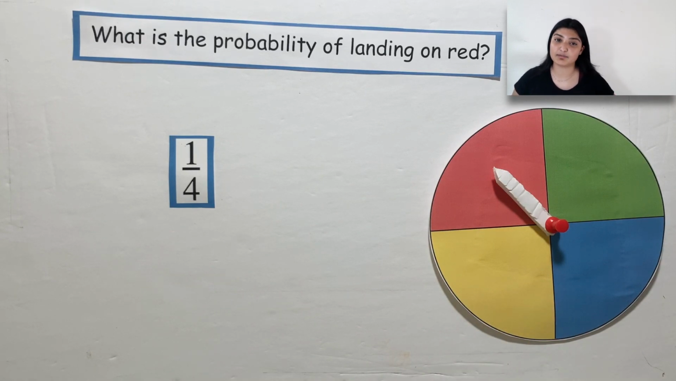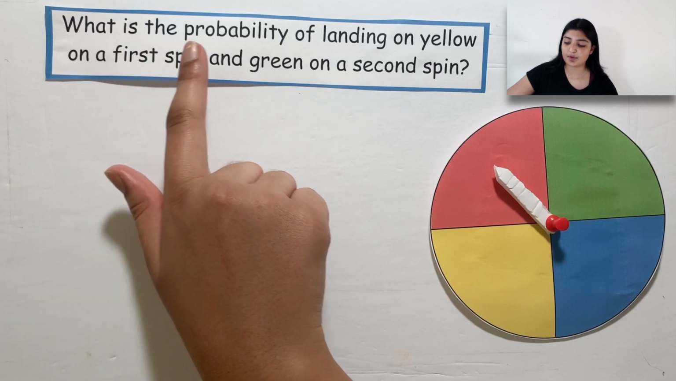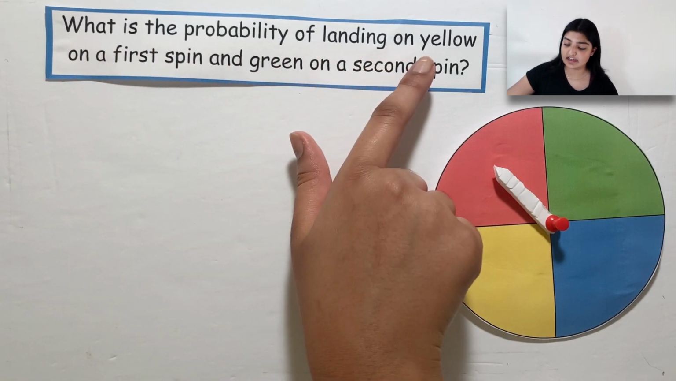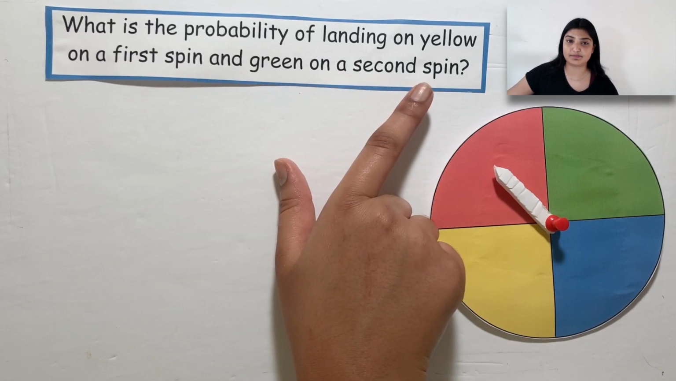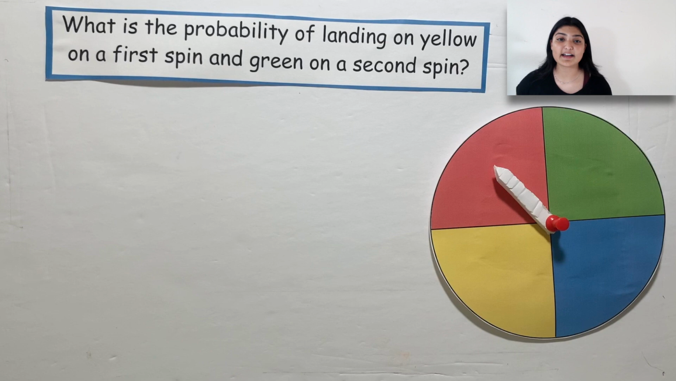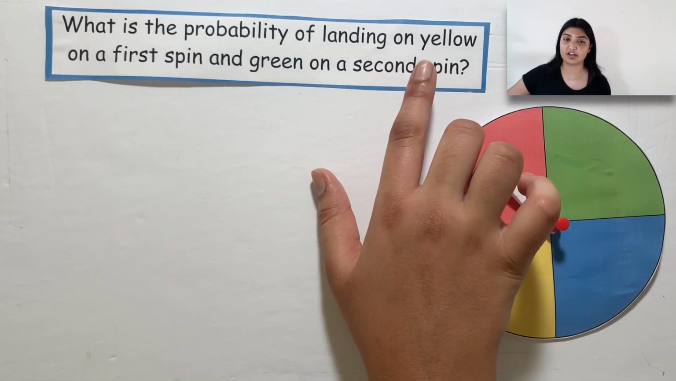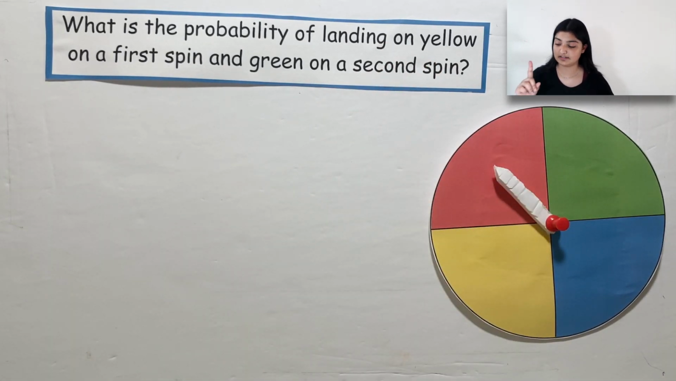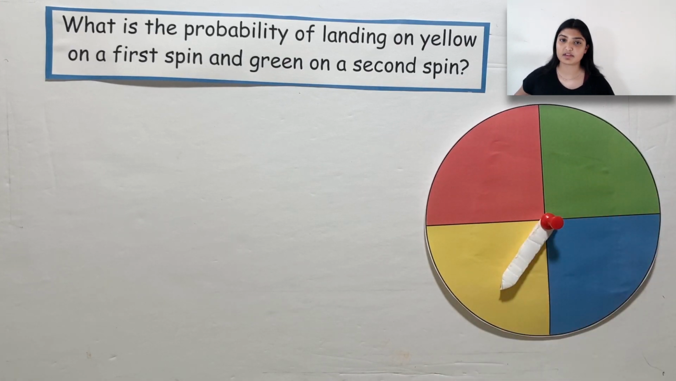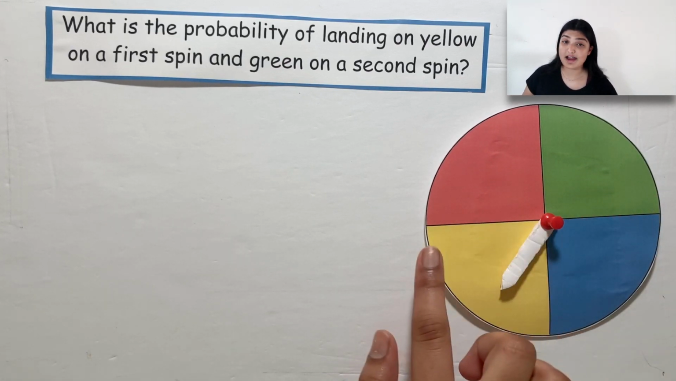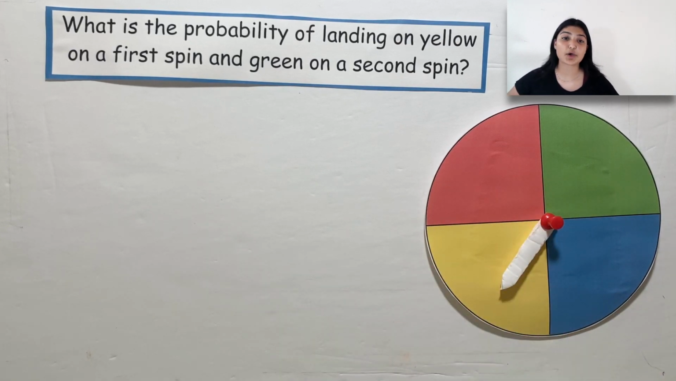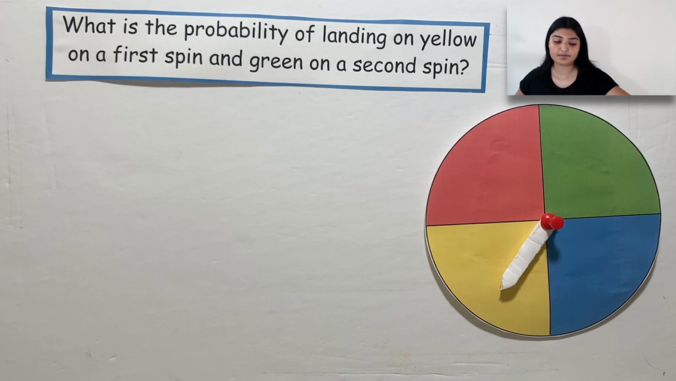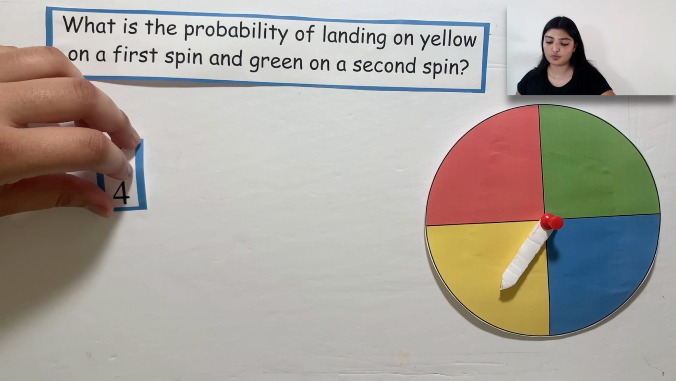Let's take another example. What is the probability of landing on yellow on a first spin and green on a second spin? Let's start by finding the probability of landing on yellow when spinning the spinner once. Well, there's one yellow section out of a total of 4 sections. So we know that the probability of landing on yellow on a first spin would be 1/4.